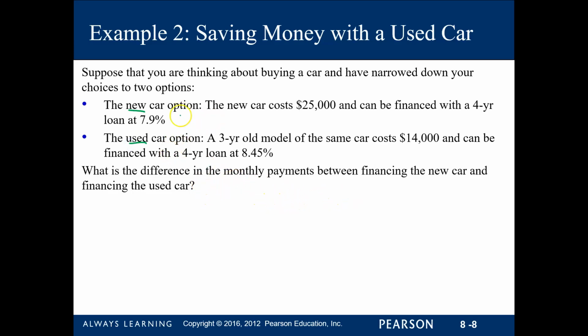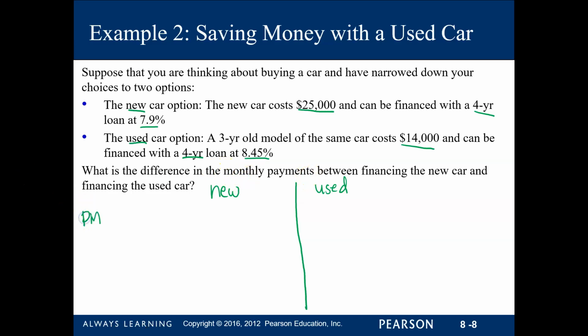Here, for the new car, the cost is $25,000. It's good for 4 years at 7.9%. The used car, on the other hand, is a 3-year-old model. It's cheaper by $11,000, so it's $14,000. Same thing, it's good for 4 years, but the rate is at 8.45%. Let's have a comparison here. This is for the new car, and this is for the used car. So what is the difference between the monthly payments?